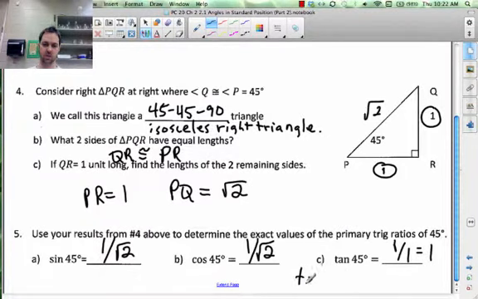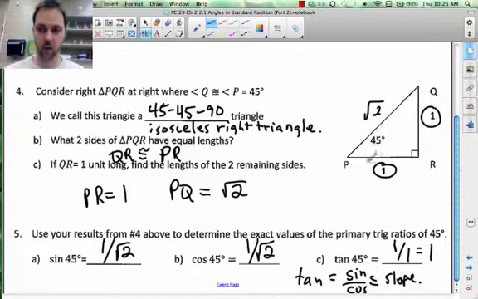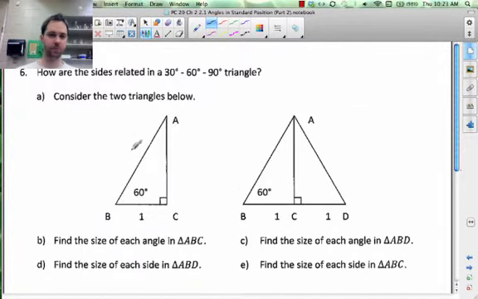Now, tangents can also be described as a sine divided by a cos, which is rise over run, which is the slope of the hypotenuse. Okay? So in a 45, 45, 90 triangle, the slope of the hypotenuse is exactly 1 because its rise is equal to its run. And you can see here, if you divided sine by cos, 1 over root 2 divided by 1 over root 2, anything divided by itself is 1, and that would confirm that that is true.